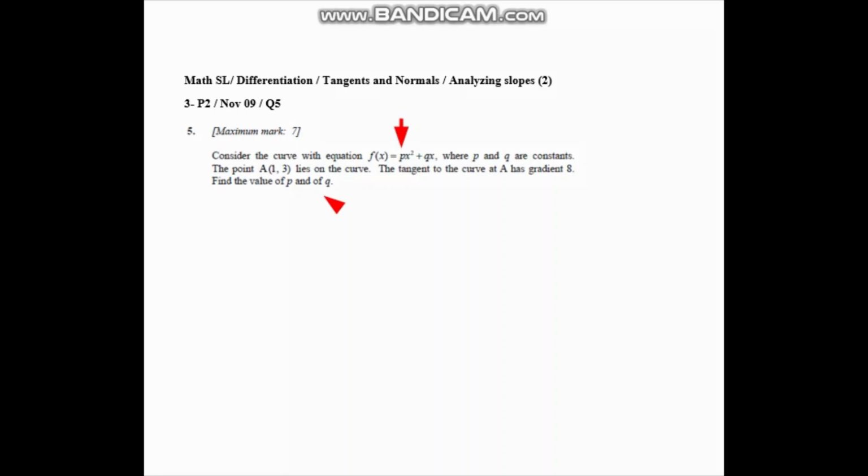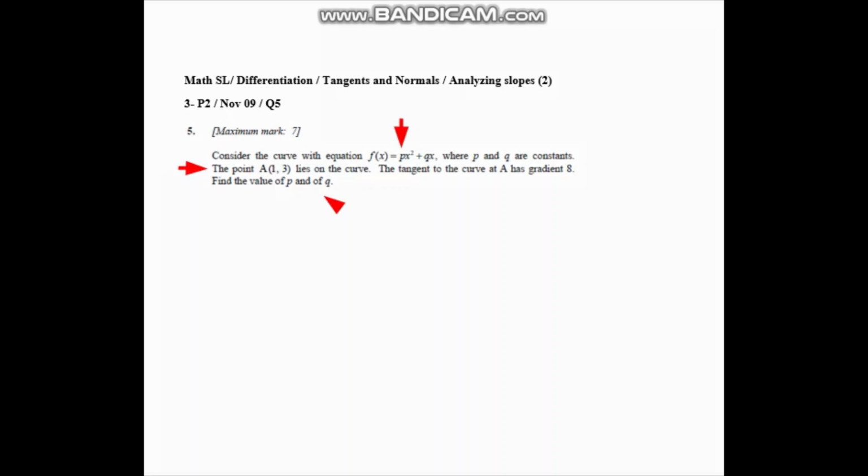We know that the point A, 1, 3 lies on the curve. This tells me that when x is 1, f of x is 3. Or in other words, f of 1 equals 3. And this shall help me solve the problem.